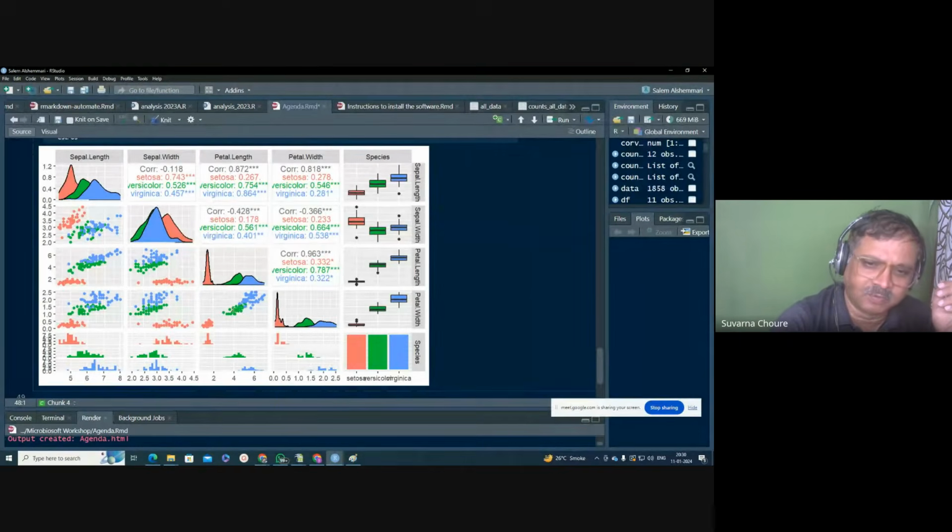These correlations are also there. Okay. Very high degree of correlation is for petal length and petal width. Correlation strength is a little less for sepal width and petal width.